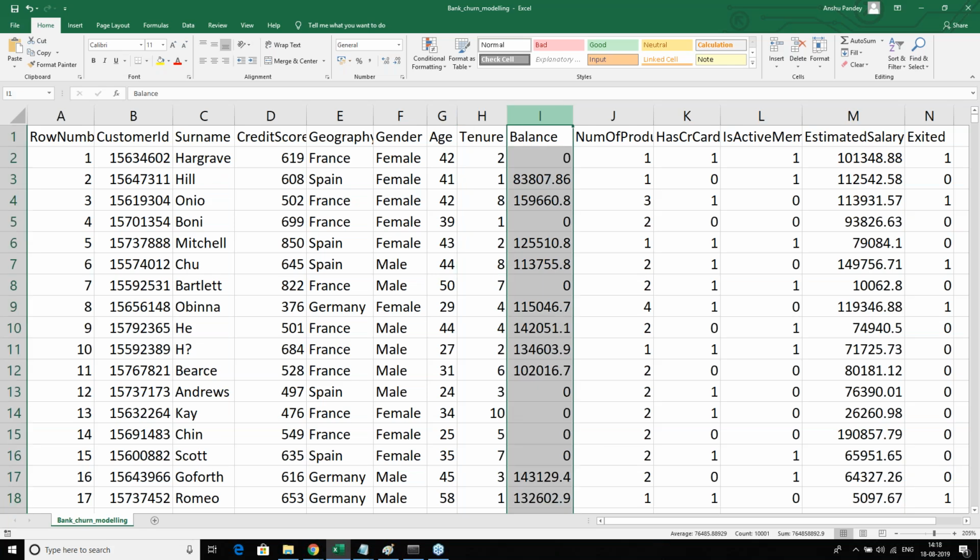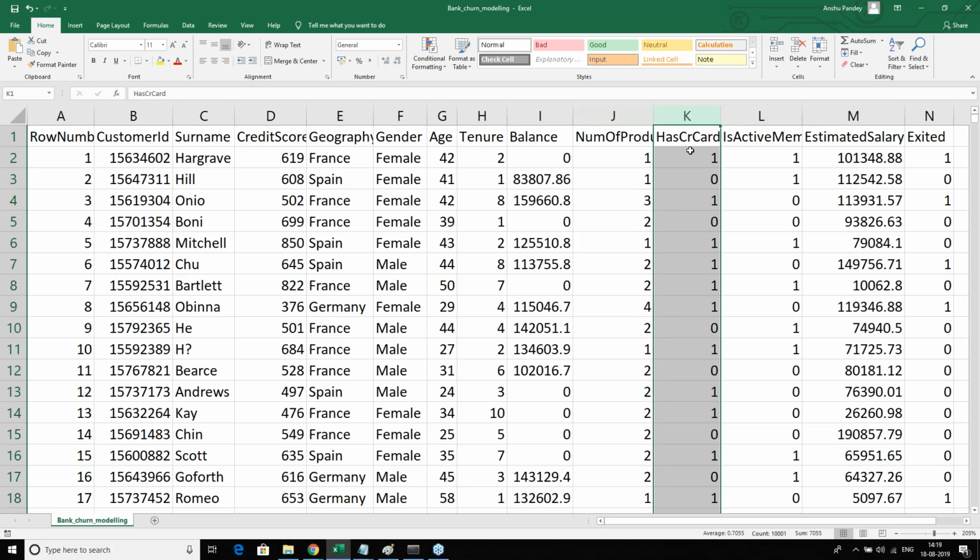The balance: what was the minimum balance reported in the customer's bank account in the last 6 months? That is given to us. So these are the parameters we have. Next, we have the number of products the customer has. One product means maybe only a single account, two products means a single account plus an insurance or a mortgage. That could be one feature.